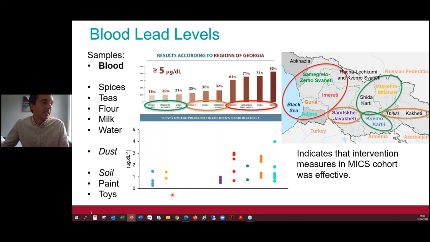And then the graph on the bottom there are the blood lead level results from the participants in this study. So you can see that they're all below the 5 microgram per deciliter action level. So the intervention that was sent out seems to have been successful in these participants. We don't really see this trend going from east to west, but it's a low number of participants that we have here.